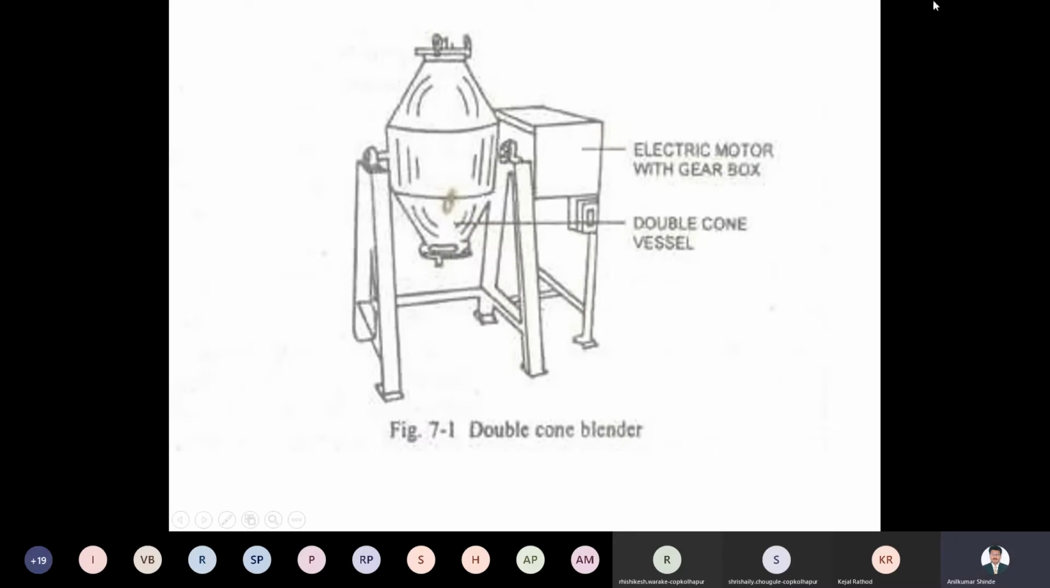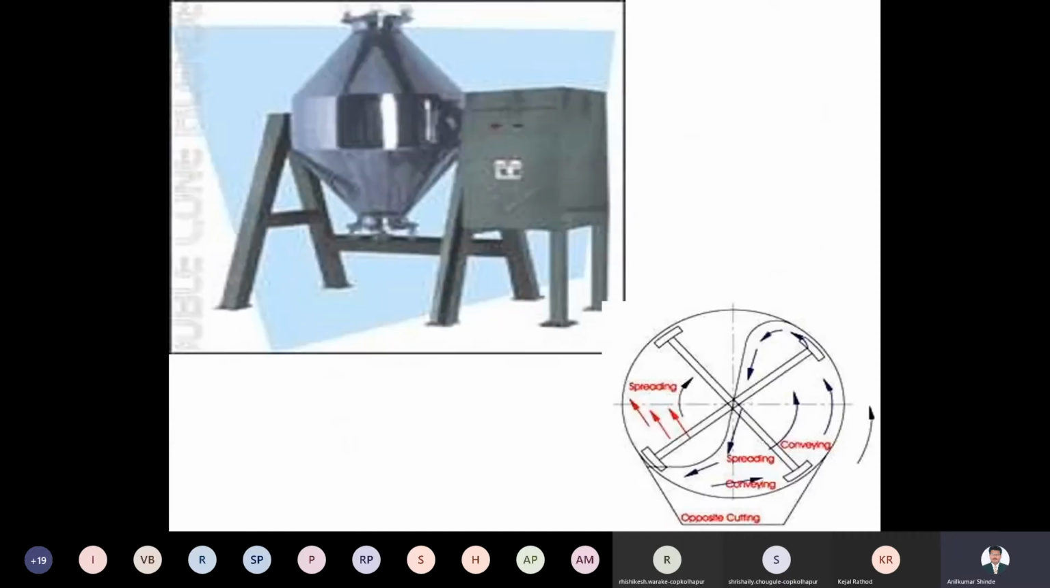So this is particularly the design of a double cone blender. This is an electrical motor, it is attached with that, and this is a double cone, this is a 1 and 2, right? Inside we can attach different blades for the shearing action. Then you can rotate it on its own axis, and after rotation, with the maximum speed required, that is 30 to 100 RPM, then the perfect mixing is possible.